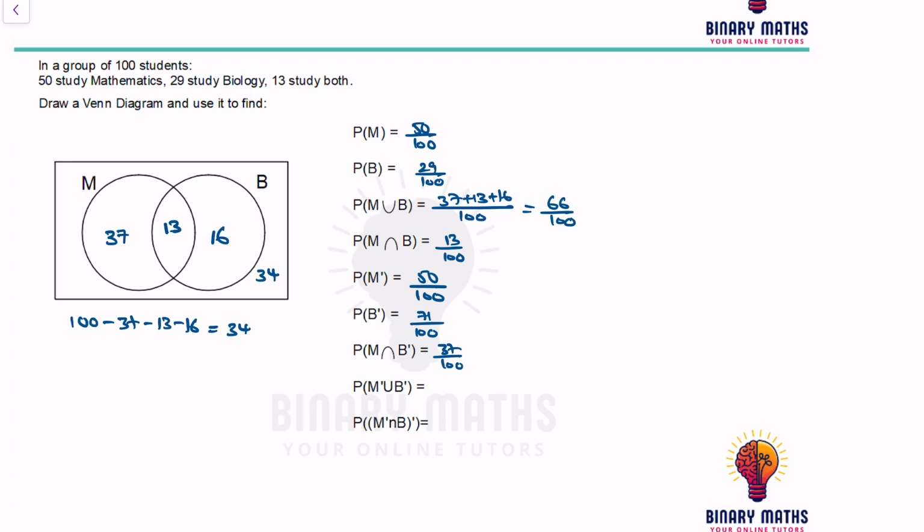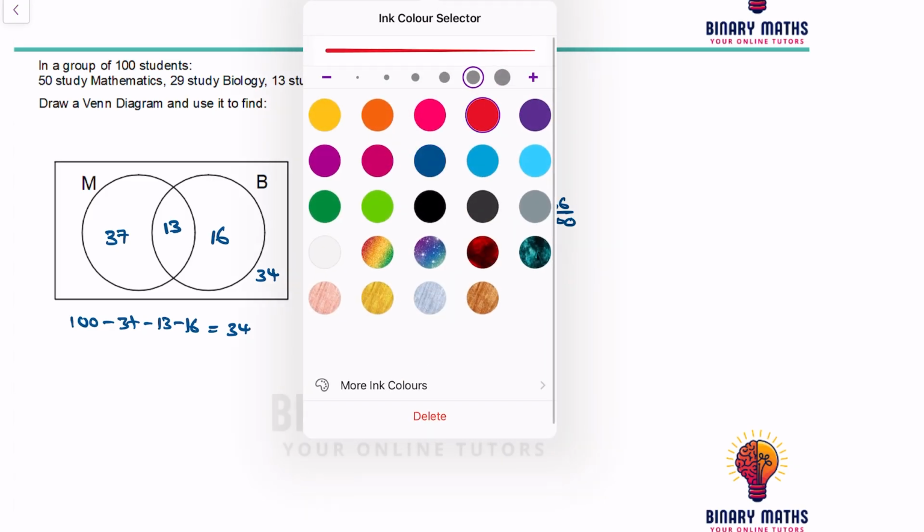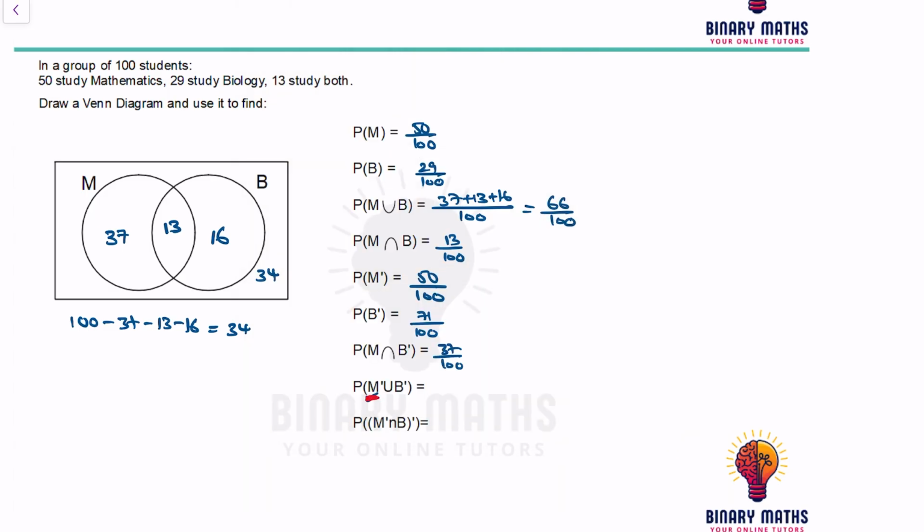Not M union not B. Okay, this is quite hard. So not M. I can use ticks to do this. Not M is, maybe use a different color. So not M is everything that's not M.